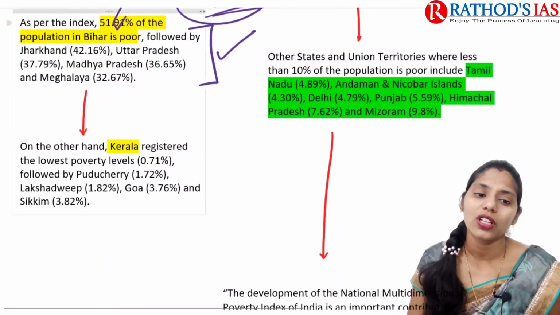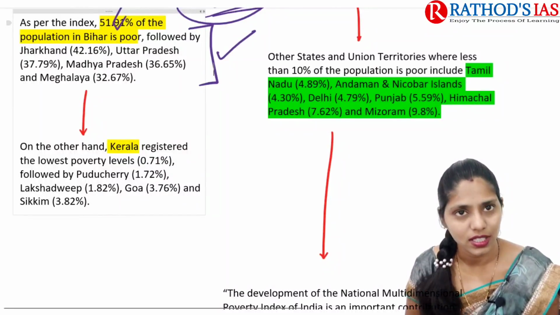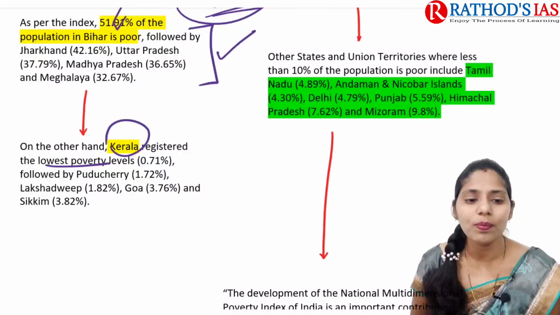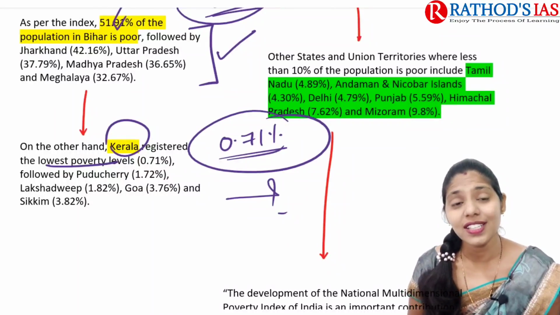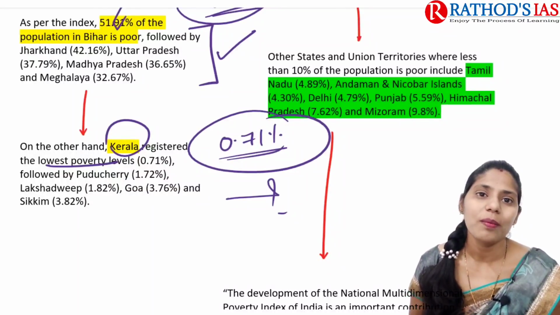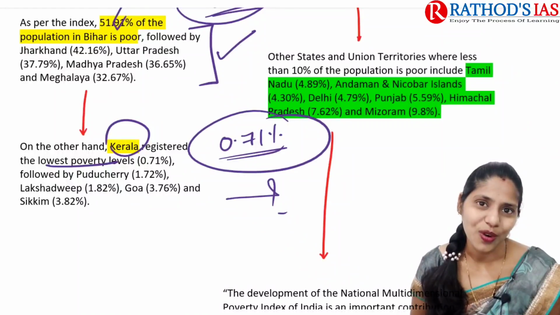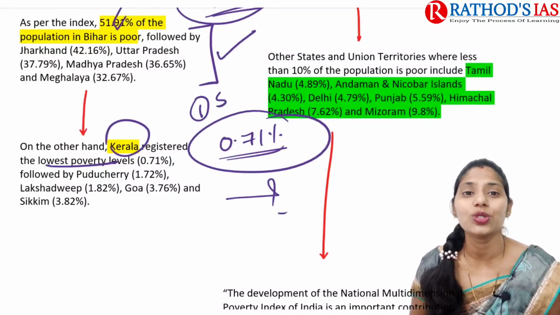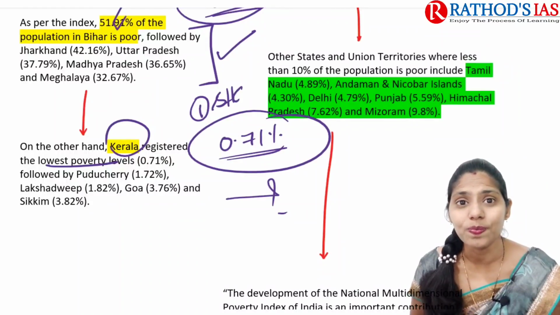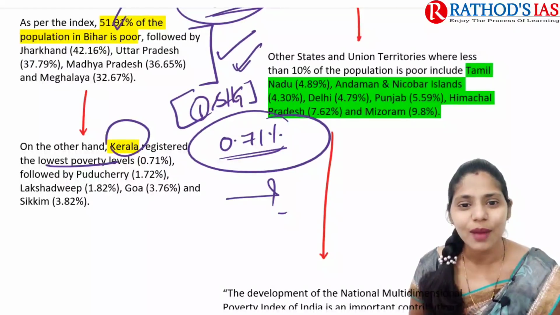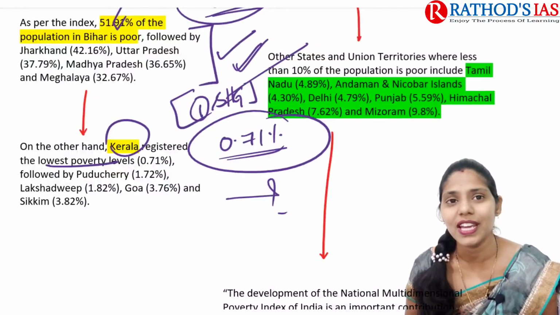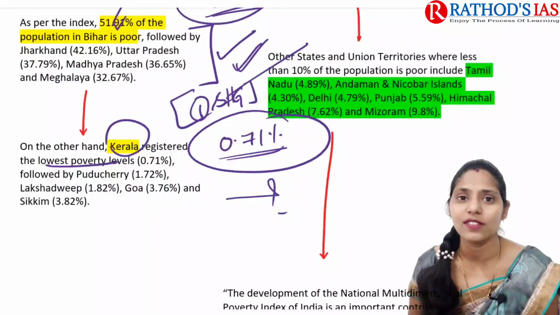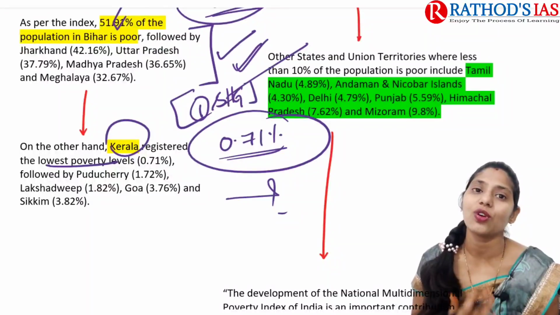And among the states doing well, the first one is Kerala, which registered the lowest poverty level of just 0.71%. Let me know, what is the reason behind Kerala's good performance in this multi-dimensional poverty index? One reason I can say is Kudumbashree as well as self-help groups in Kerala. These innovations are not present in central Indian states and even Bihar. So Kudumbashree and self-help groups in Kerala are one of the important reasons behind that.